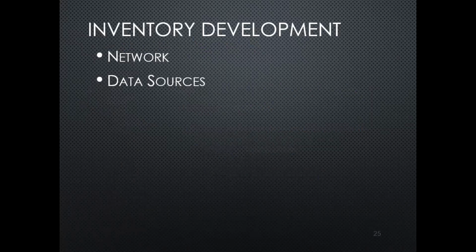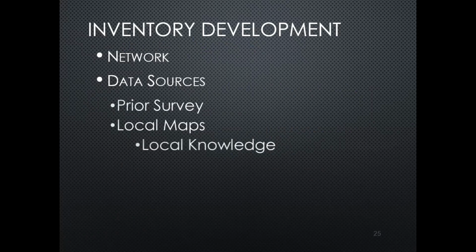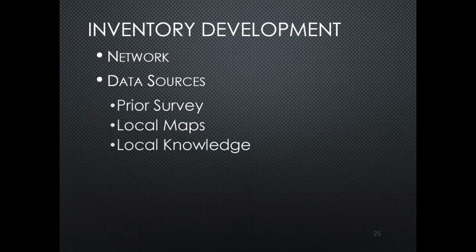So your inventory development, again, you're going to take the inventory of each road segment itself. And there are data sources out there. Prior surveys are useful if you've got one. Local maps are helpful. Of course, it doesn't give you all the information. Local knowledge can help you on the past work that's been on those roads. And the CHIPS reports. The local highway inventory has a majority of the data that you're going to need. And it's a very good resource.